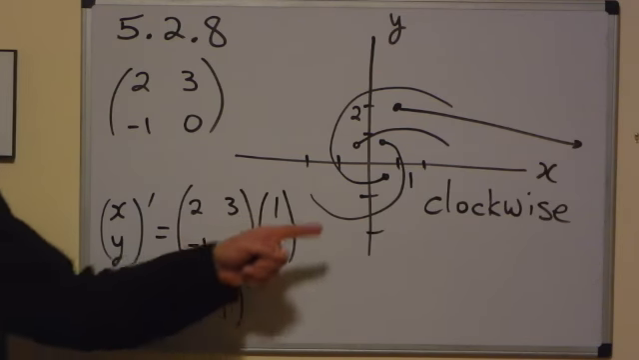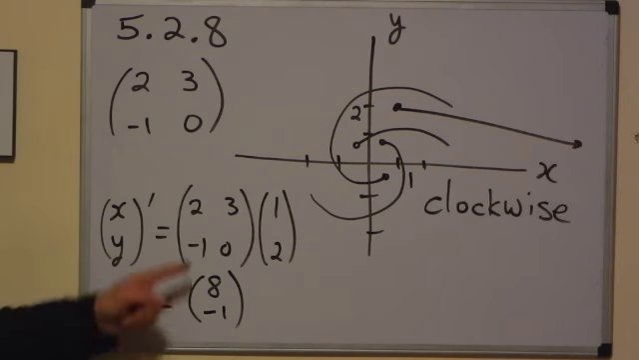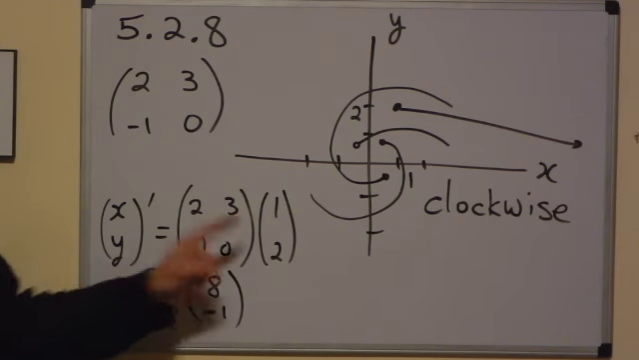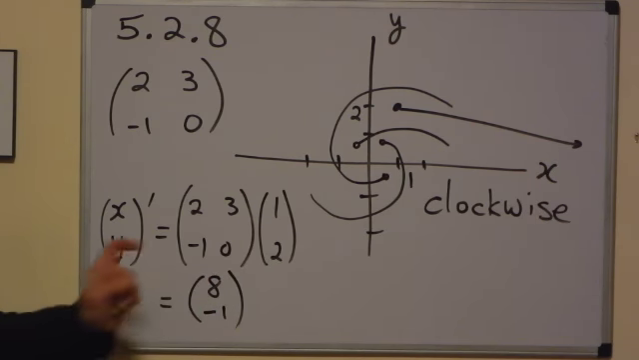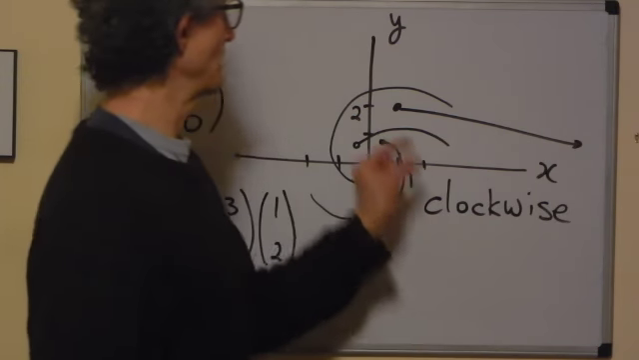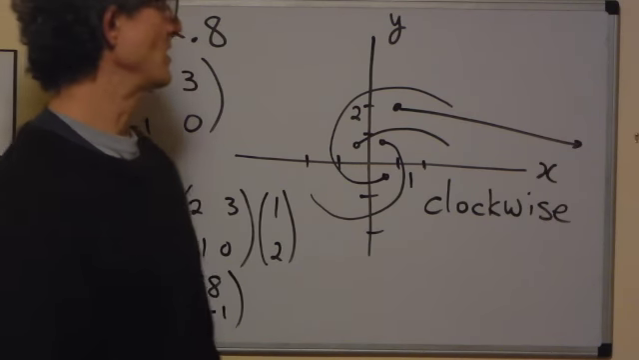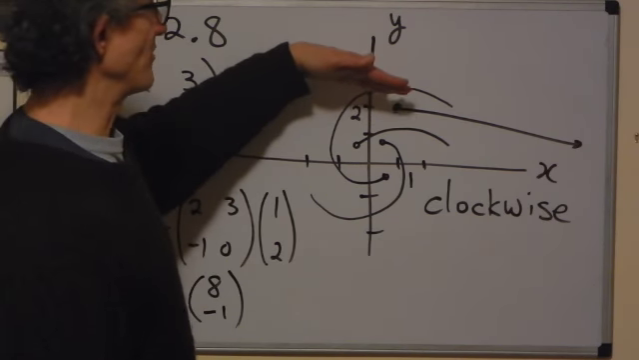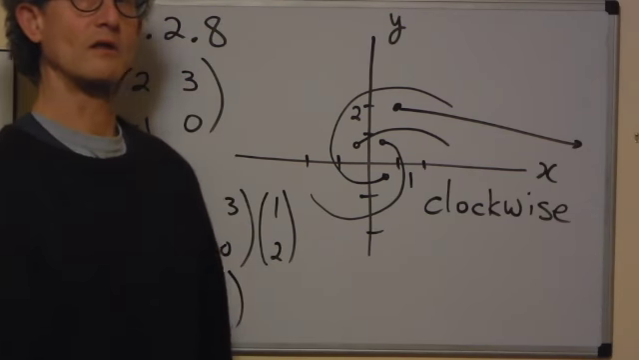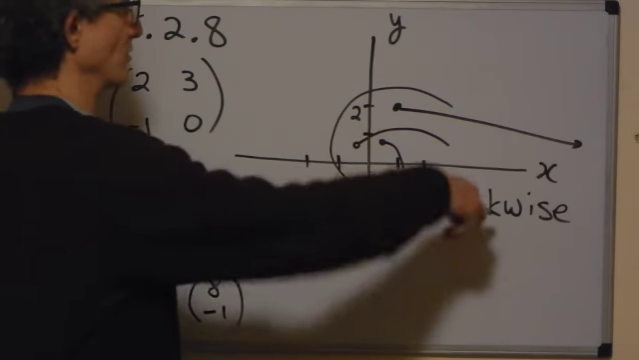If I pick a point, I've just picked (1, 2) as a test point, and I calculate what x' and y' are at that point, I find that that's 8 and minus 1, which means that x is increasing by a fair bit, and y is decreasing fairly slowly by comparison. And so the vector from the vector field points like this, and that's clearly going clockwise. And so you can see that the spirals are going like that.